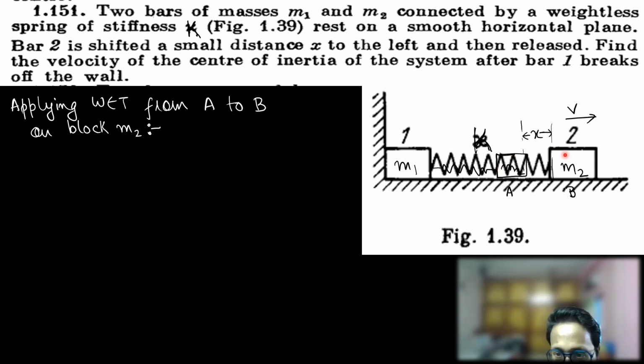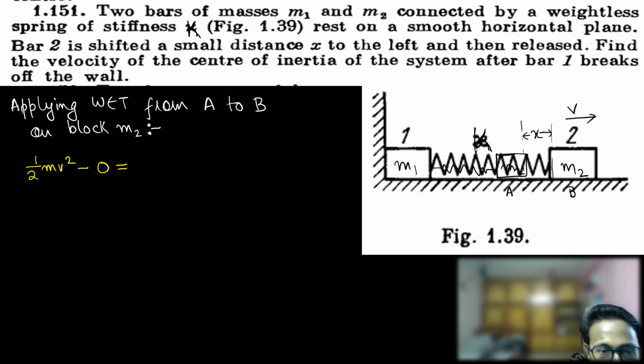Initial kinetic energy is equal to 0. Final kinetic energy is equal to half mv square. So final kinetic energy, half mv square, minus initial kinetic energy, which is equal to 0, is equal to work done by all the forces. And what is the only force doing some work out here? The only force that is doing some work out here is the spring force.